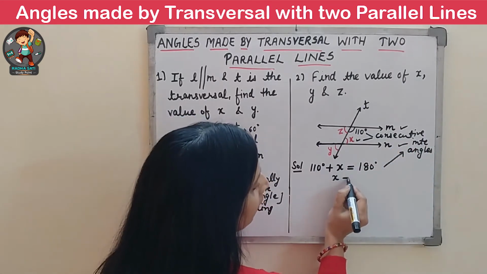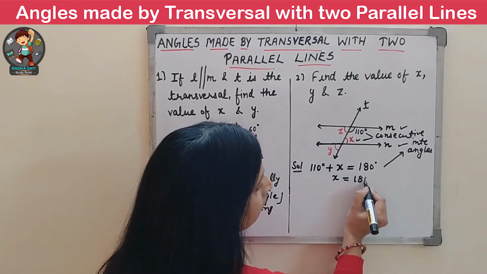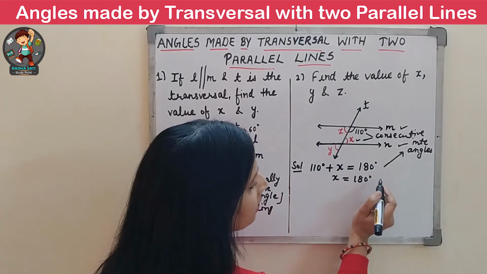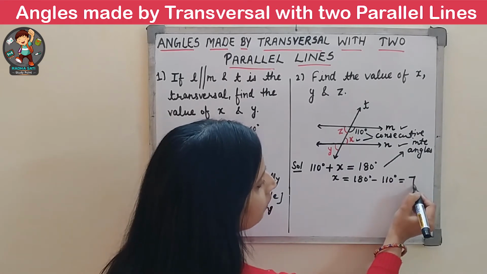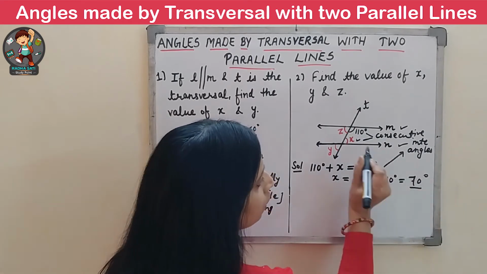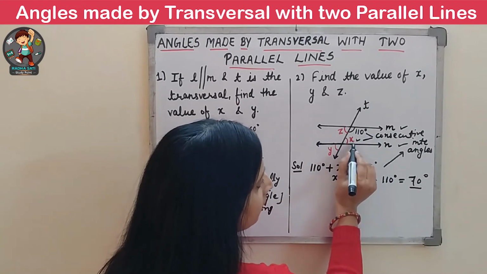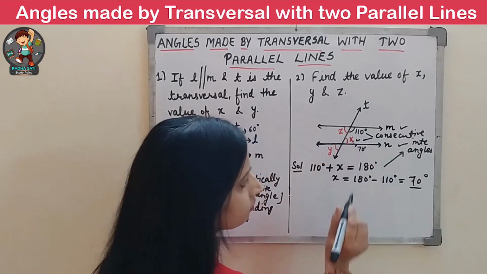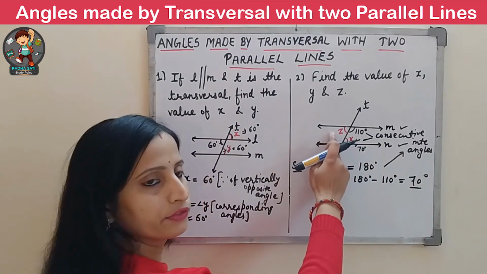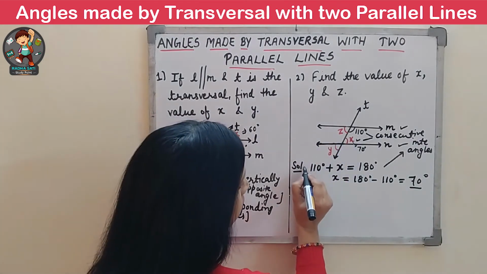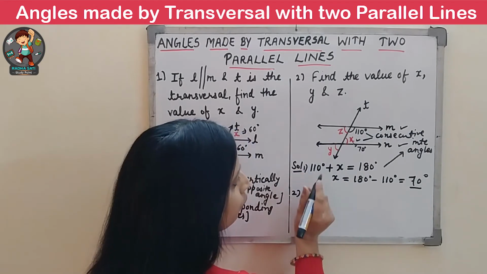To find the value of X, the 110 goes to the right-hand side and we subtract it from 180. When we subtract, we get 70 degrees. So the value of X will be 70 degrees. Now we will find the value of Z.